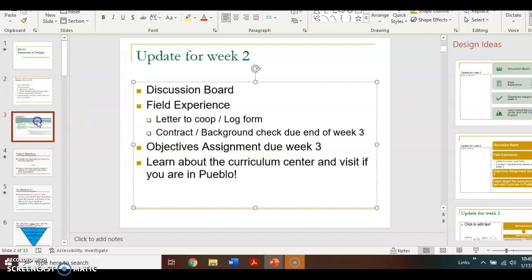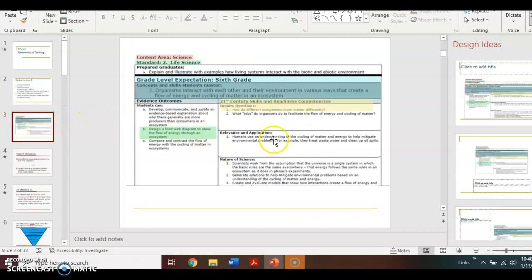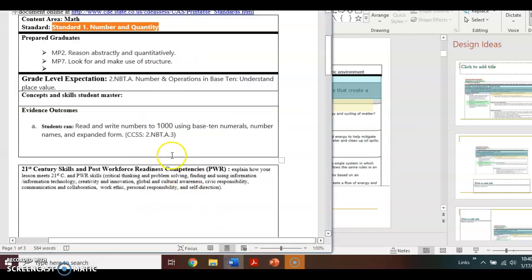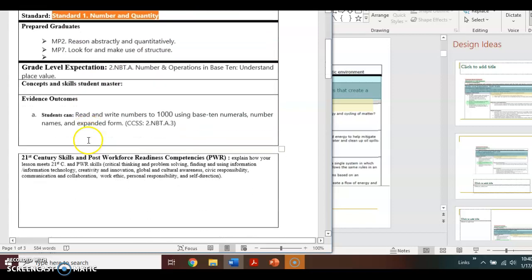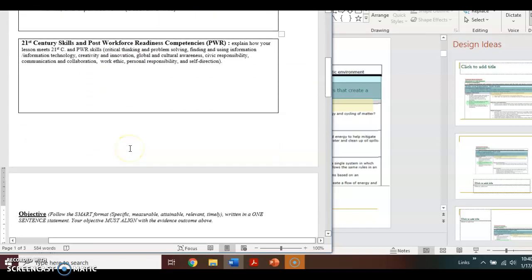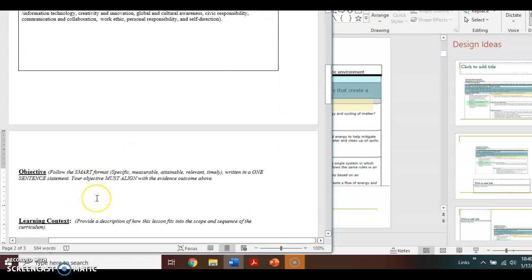So in this PowerPoint, remember we talked about standards and where to find standards, okay? You're going to use these standards to build your objective, all right? And we talked about on the lesson plan, you put the information on the standard at the top of the lesson plan, and all of this is going to be filled in, and then eventually we'll work on our objective, which is what we're doing for the week 3 assignment.